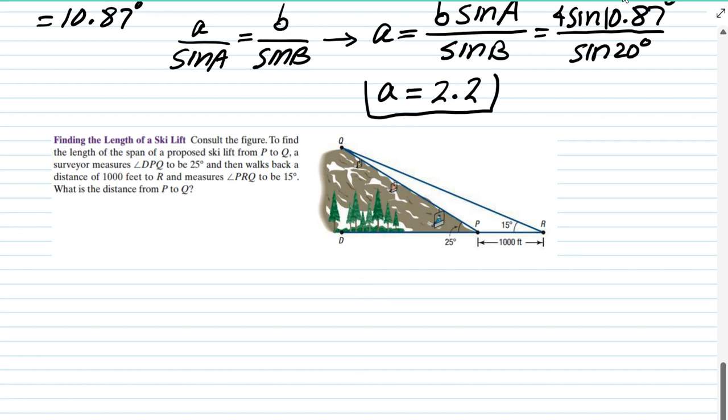According to this figure, to find the length of the span of a proposed ski lift from P to Q, a surveyor measures the angle DPQ to be 25 degrees. That would be this angle near the base, down here. That angle is 25 degrees. And then walks back a distance of 1,000 feet to R and measures angle PRQ to be 15 degrees. What is the distance from P to Q? Okay, so that's what we want to know, the distance from P to Q. This distance, call it d.